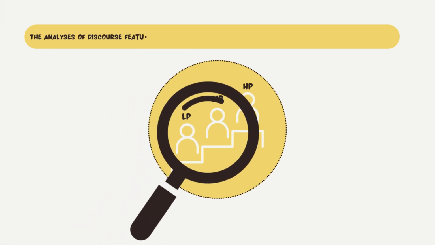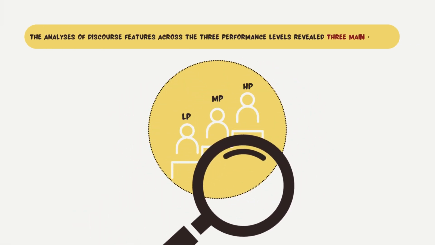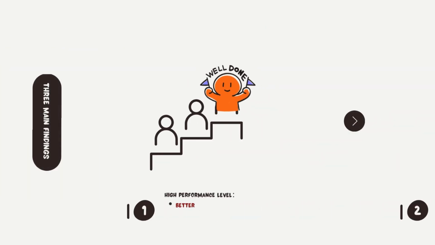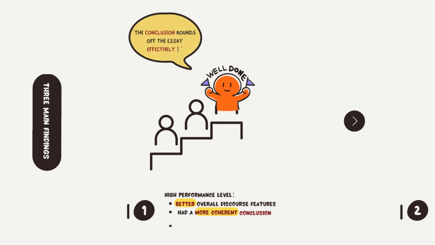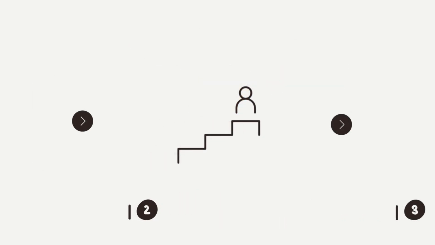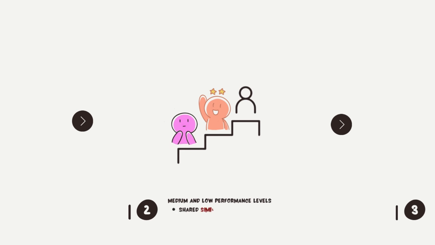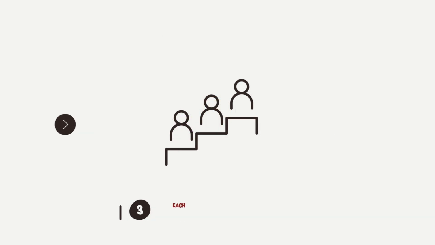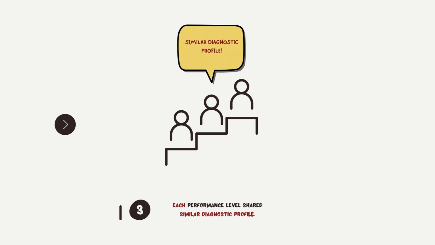The analyses of discourse features across the 3 performance levels revealed 3 main findings. First, the essays rated at the high performance level displayed better overall discourse features than those at the medium and low performance levels. They also had a more coherent conclusion and used a greater variety of connectives. Second, the essays at the medium and low performance levels shared similar performances on all discourse features. Lastly, the diagnostic profiles of each performance level appeared to be similar, that is, regardless of their levels, the participants had similar patterns of strengths and weaknesses.